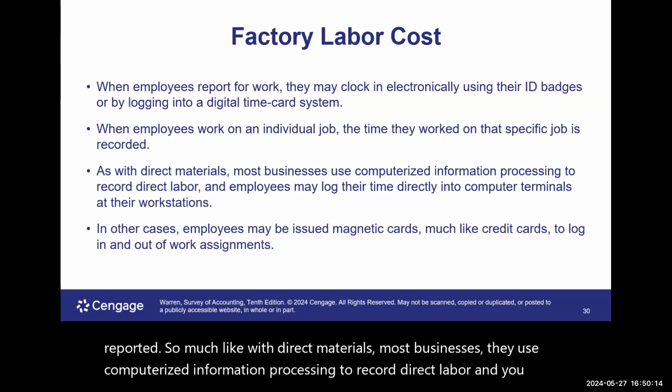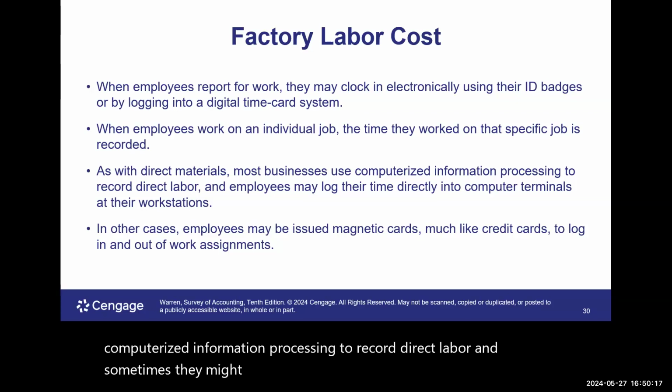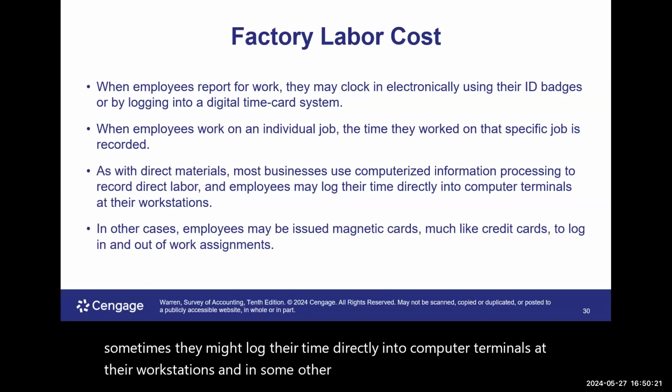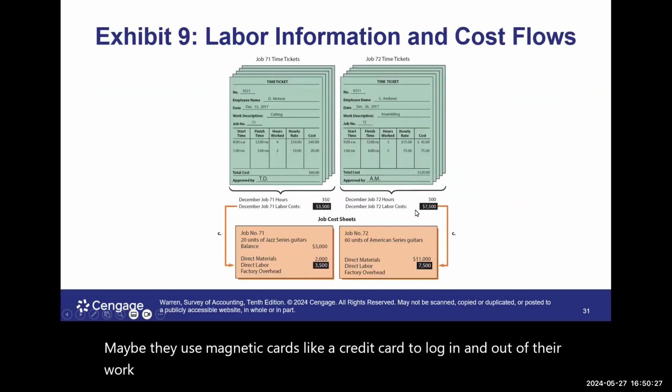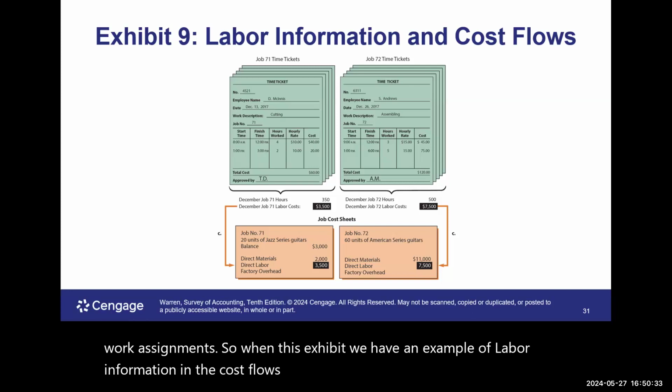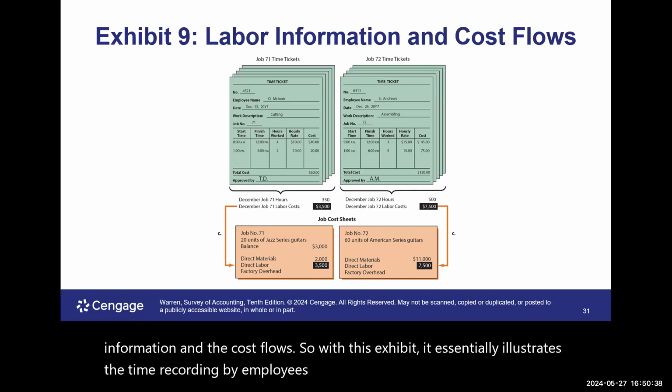Sometimes they might log their time directly into computer terminals at their workstations. And in some other cases, maybe they use magnetic cards like a credit card to log in and out of their work assignments. So in this exhibit, we have an example of labor information and the cost flows. It essentially illustrates the time recording by employees for job 71 and job 72.